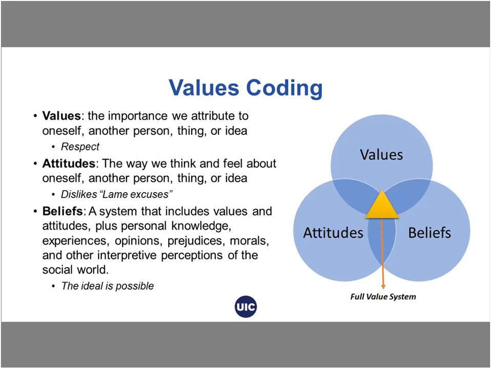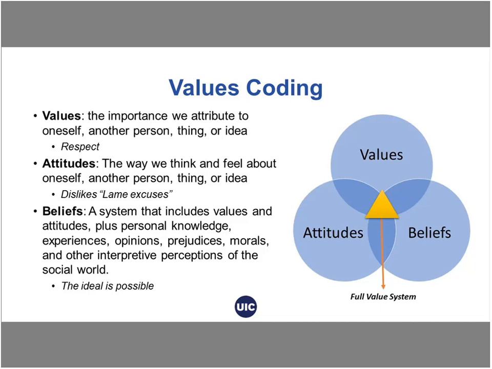Attitudes are the way we think and feel about ourselves, about someone else, about things or ideas. A sample attitudes code might be dislikes lame excuses. So every time in the data there's a representation of a dislike of lame excuses, or dislike of something in particular, you might use that code. And then beliefs. Again, these are types of codes. The value itself isn't the code, but value is the code family, if you will.